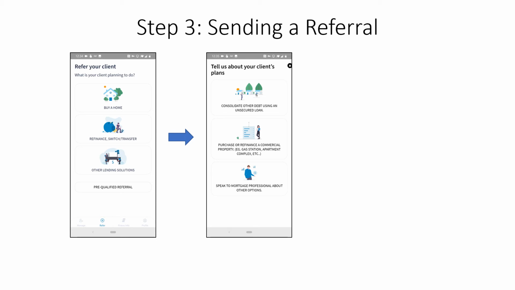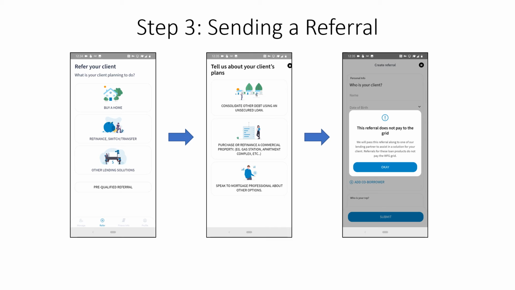And the purchase or refinance of a commercial property, like a gas station or apartment complex. Now, I know this doesn't necessarily come up very often, but they do come up, and if it's something your client wants to do, you want to be able to provide all those services for them. So you can just click that, and we can take a look at those options. And then the last one is to speak to a mortgage professional about other options. So if there is something that doesn't fit into one of these categories, of course, we're always here to assist you and answer any questions you and your client may have. That's not a problem.